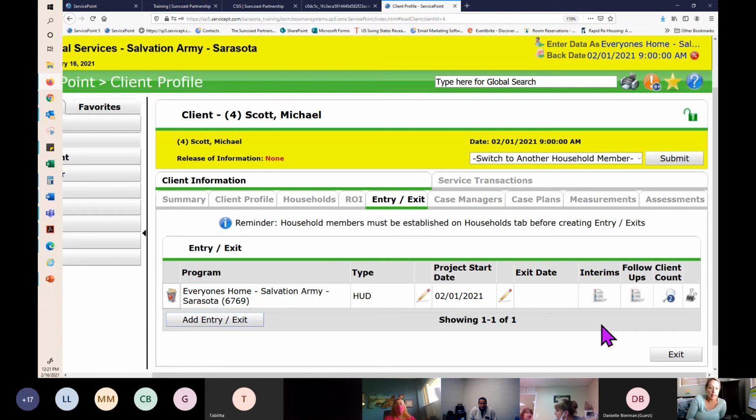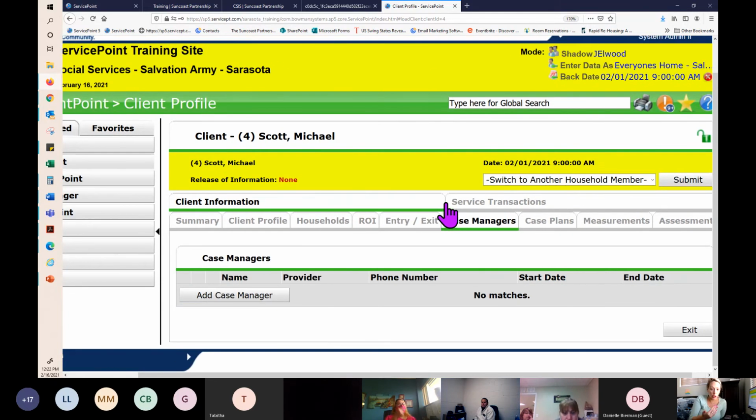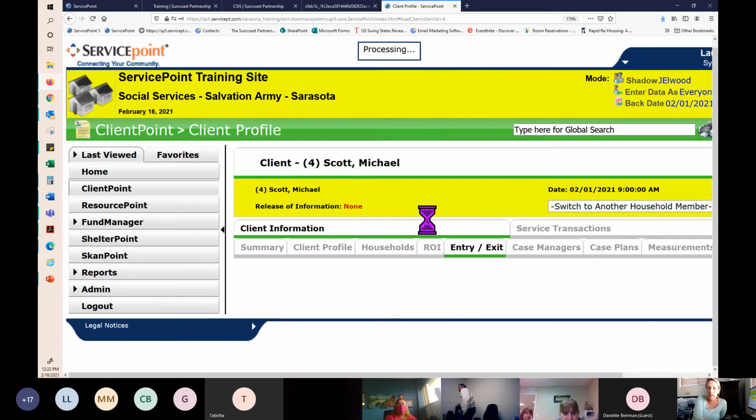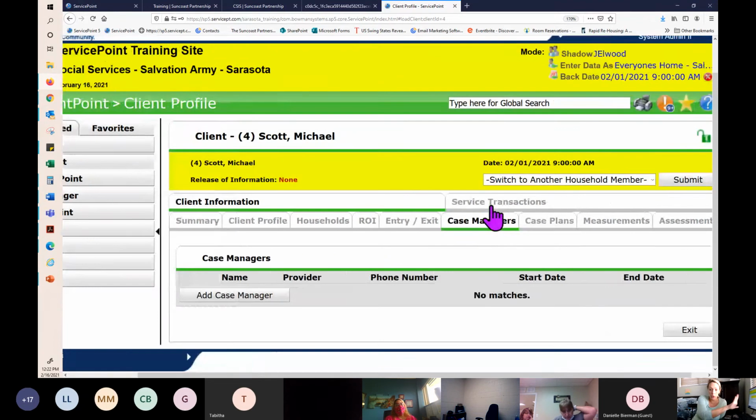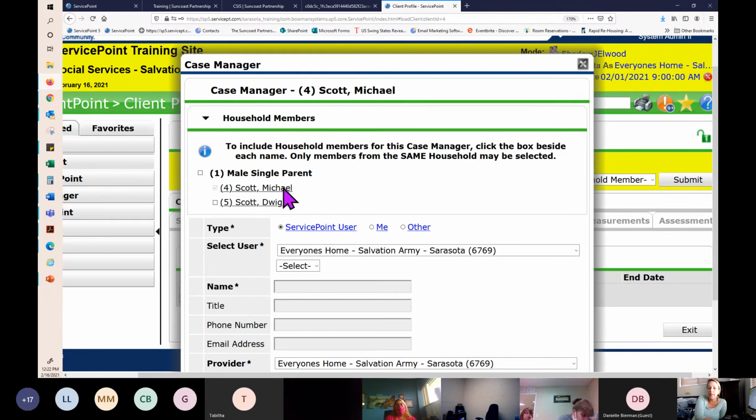So now we've entered our clients into our Everyone's Home project. From here, we're going to add a case manager. This is going to show the system both your entry and your case manager. When you assign a case manager, this will show the rest of the COC that your agency is working with this client. So you simply, under the case manager tab, add case manager. You only need to do it for the head of household because it is assumed that if you're case managing the head of household, you're case managing the entire household. And realistically, we're not going to case manage an 8-year-old.